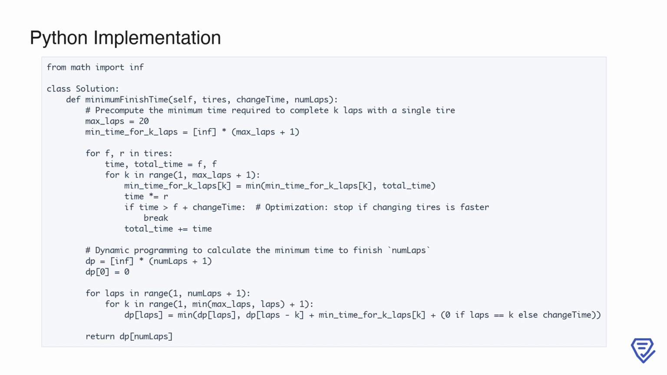3. Filling the dp array. For each lap count from 1 to numLaps, we consider all possible ways to complete the last k laps, where k ranges from 1 to max_laps. The time for these k laps is fetched from min_time_for_k_laps[k]. If k is less than the total laps, we add the change time since a tire change is required. The dp value for the current lap count is updated to the minimum possible time using these options.